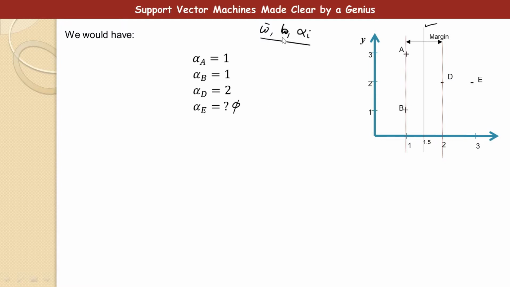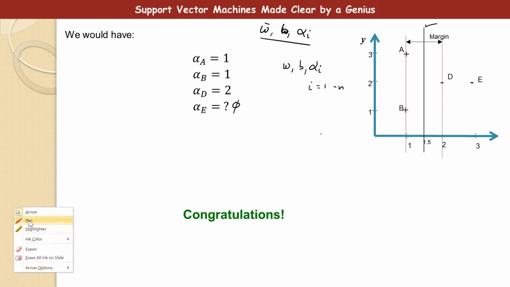Alright, so at this point we have actually solved this problem. We've used a support vector machine to classify this data set by finding the value of W, the value of B, and the alpha i for i equal to 1 to n, where n is the number of data points that lie in the gutters, or make up the support vectors. So what next? Congratulations, at least you can now solve support vector problems.